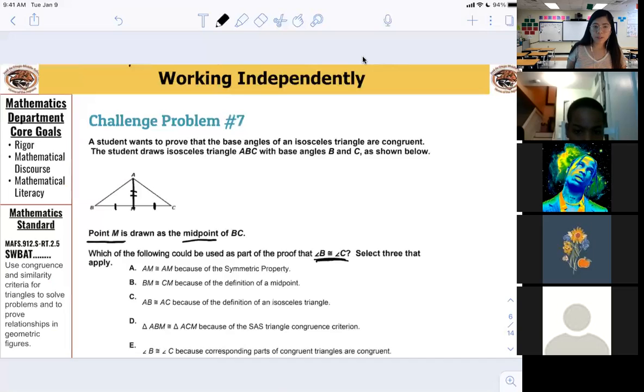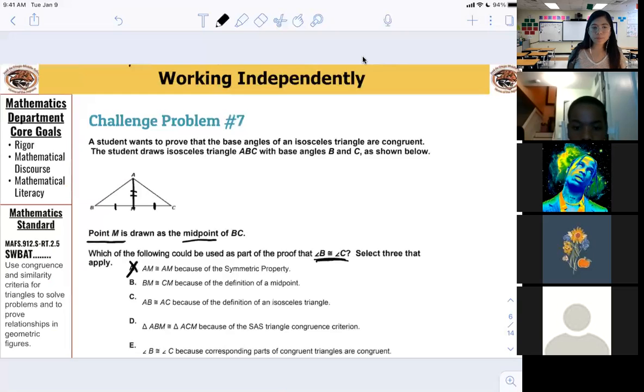So answer choice A. Answer choice A is saying that AM is congruent to AM because of the symmetric property. True or false? No, right? Because we know that this is not the symmetric property. This is the reflexive property. Okay, then it's saying that BM equals CM because of the definition of a midpoint.